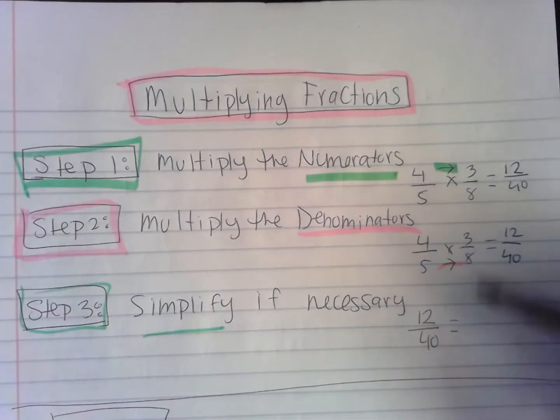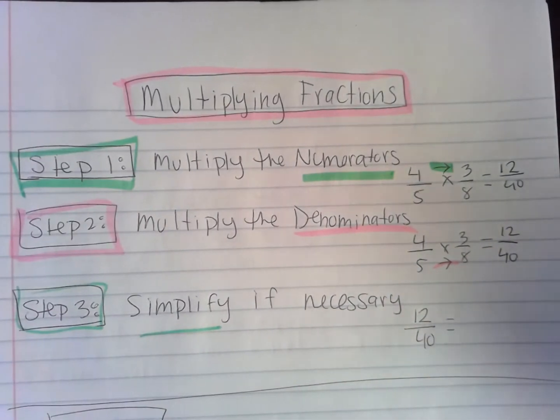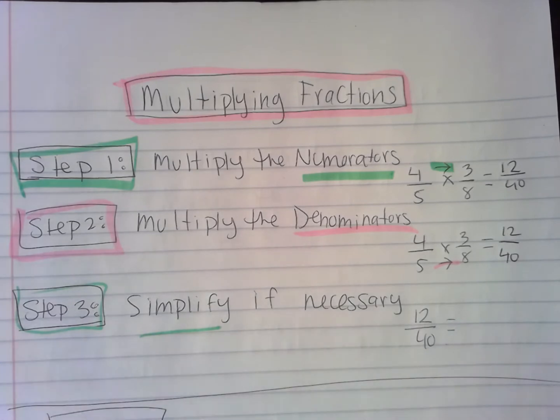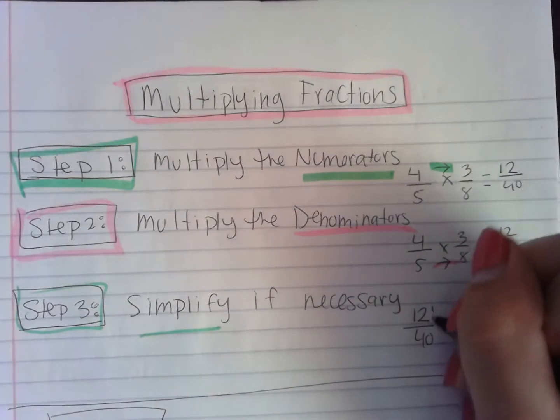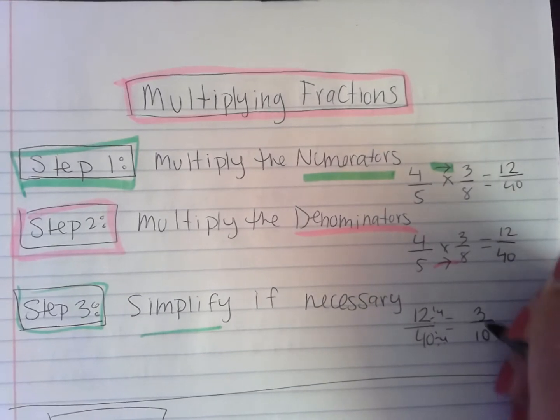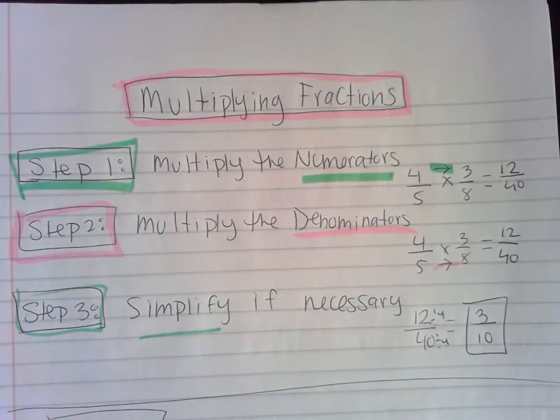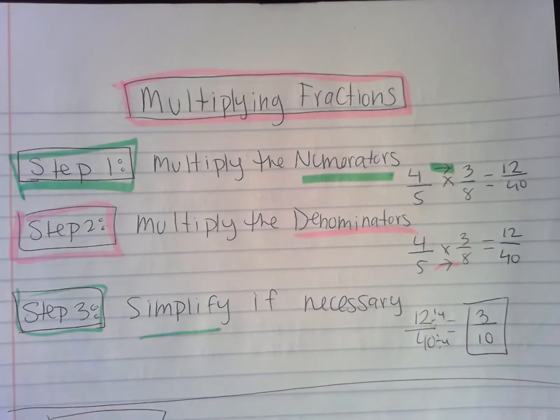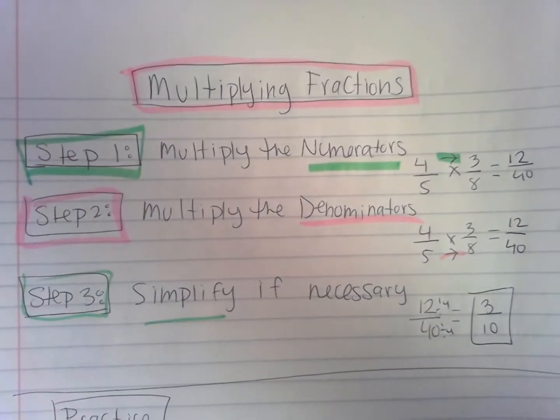So in this case, I'm left with 12 over 40, and you just go ahead and find a factor that you can reduce 12 and 40 by. If you can't find a factor, remember they're both even numbers, so you can use 2. In this case, I can use 4 for my numerator and my denominator, so it's going to be 3 over 10. And 3 is a prime, so there's nothing else that I can reduce it by. That's it. That is multiplying fractions.